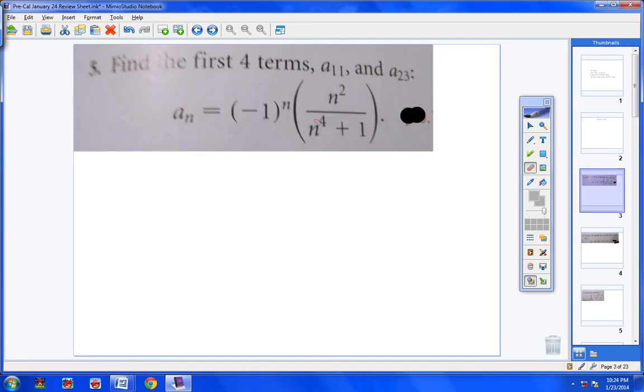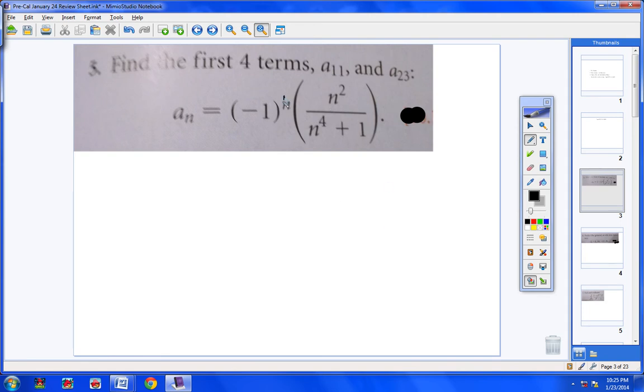Let's take a look at number 5. Find the first 4 terms for this nth term, and then find terms 11 and 23. Now, first of all, understand this is not necessarily an arithmetic or a geometric sequence, and we really don't care. We're just trying to find the first four terms.